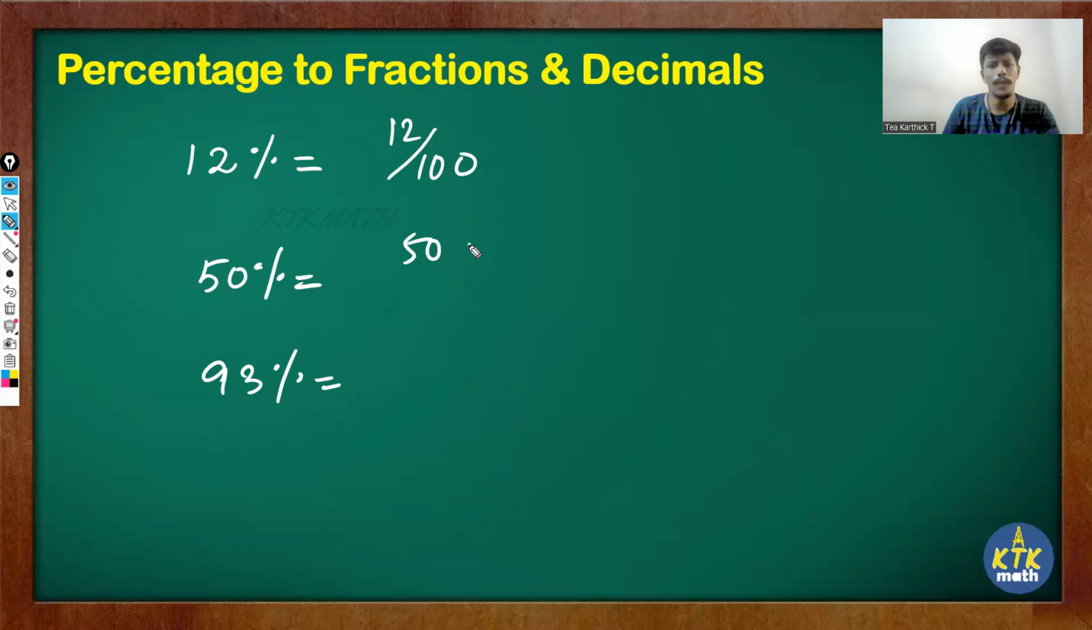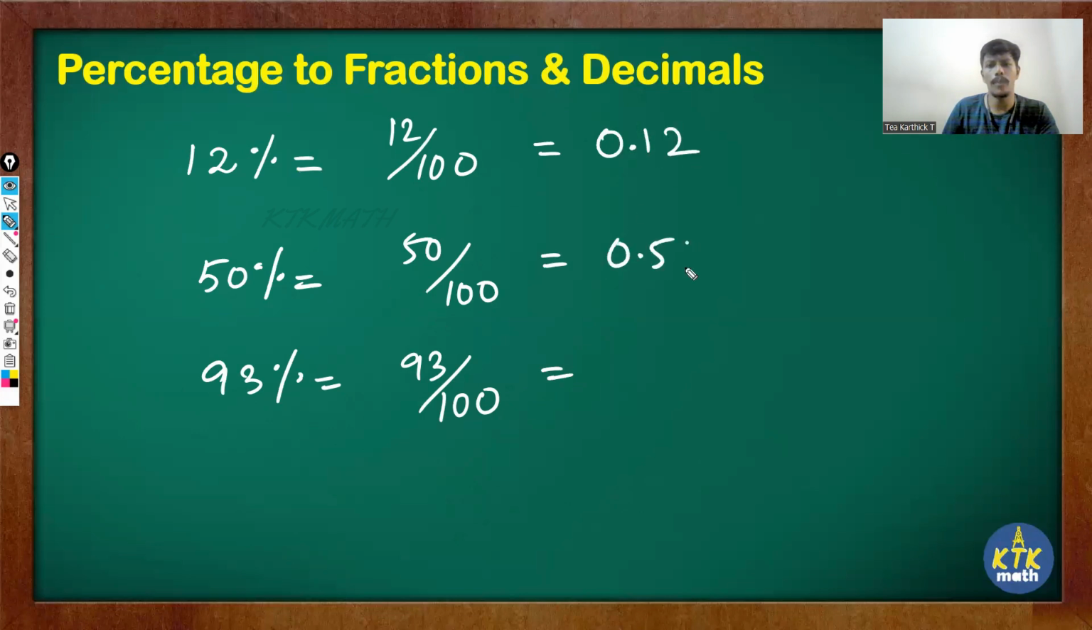That's all. 50 percentage means 50 by 100. 93 percentage means 93 by 100. And if you want to further convert this into decimal, how to write? 0.12, 0.50, 0.93, and so on. It's very simple, children. It's very, very simple. We are just going to convert the decimals or fractions from percentage with the help of denominator 100. So you can easily observe one important point here.